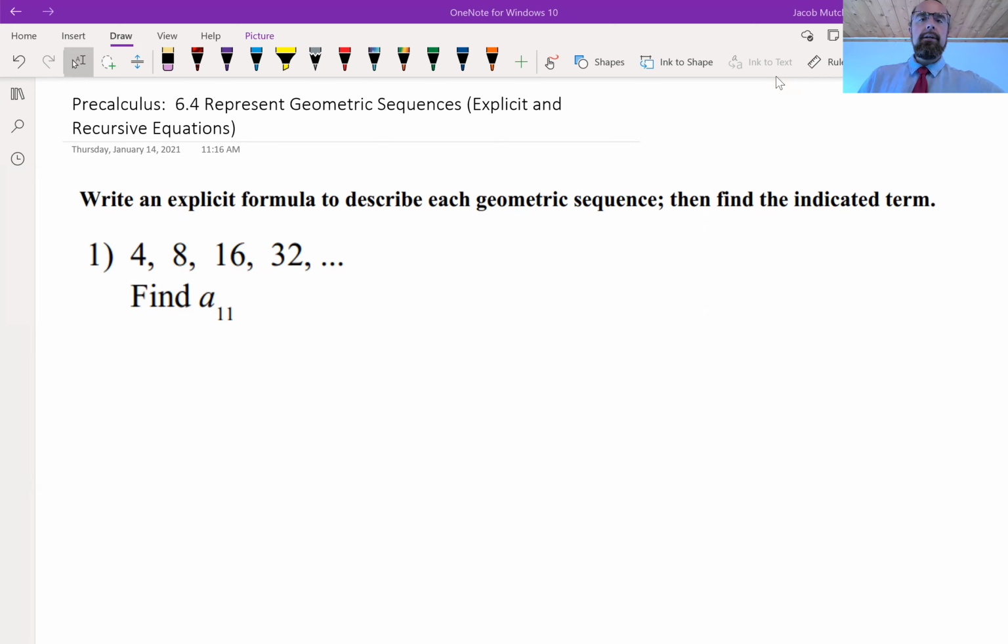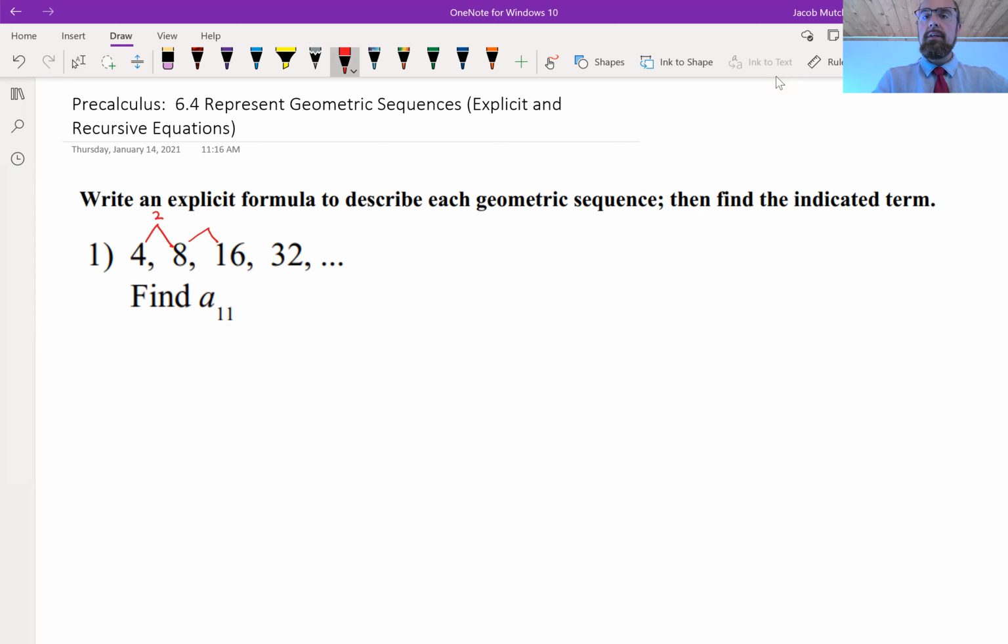Now, different from arithmetic sequences, a geometric sequence goes from term to term not by adding a common difference, but by multiplying by a common ratio. So similar to what we did when we were writing explicit formulas for arithmetic sequences, I want to start here by deciding what's the common ratio. To do so, I just take each two terms and I divide the second by the first. In this case, 8 divided by 4 would give me a ratio of 2.